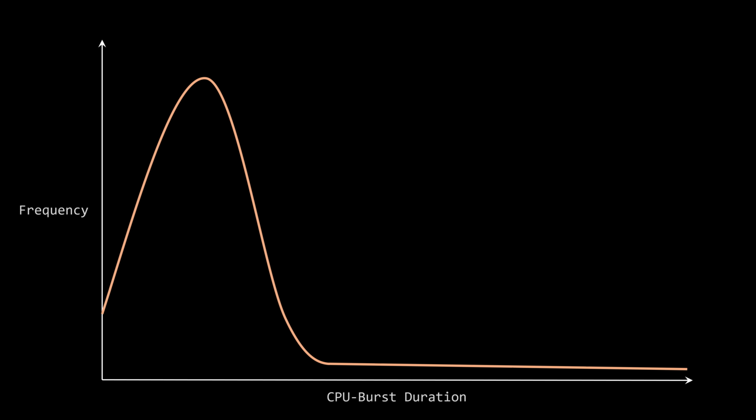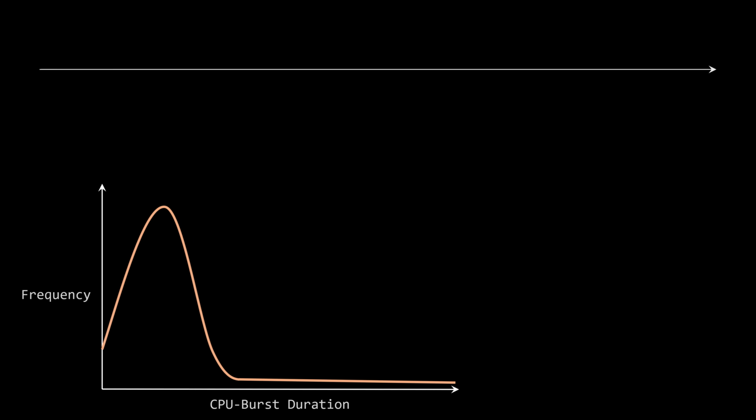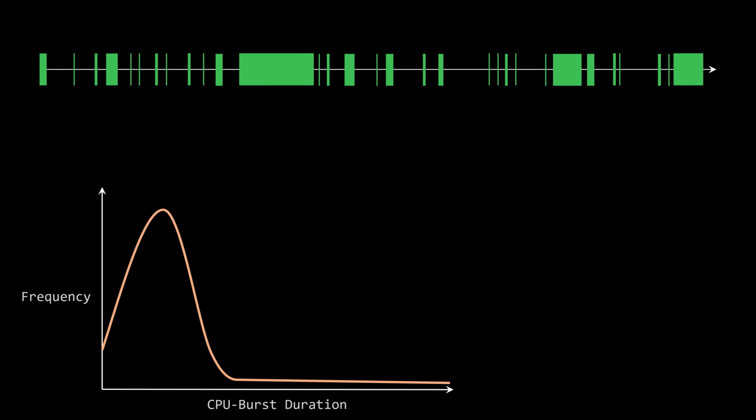This next part is very important. Before continuing, take a moment to pause the video and analyze what this chart represents. The chart shows that most processes have a large number of short CPU bursts and only a small number of long CPU bursts. This is a critical observation for designing CPU scheduling algorithms because it highlights that processes often spend significant time waiting for I/O operations.